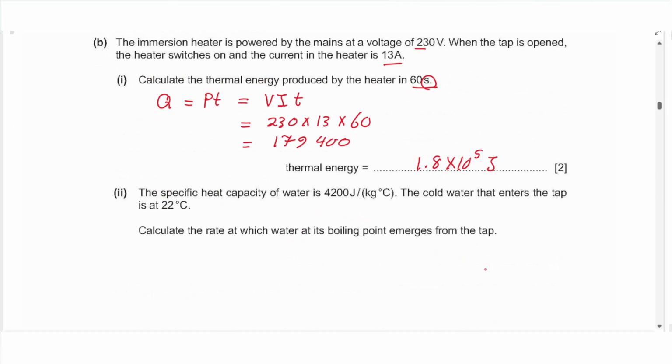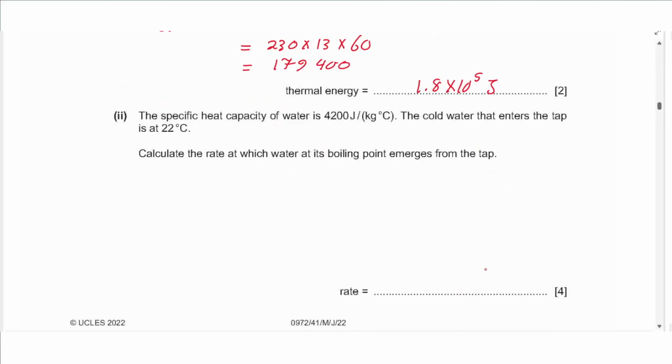Part ii says the specific heat capacity of water is 4,200 joules per kilogram degrees Celsius. The cold water that enters the tap is at 22 degrees Celsius. Then it is heated to 100 degrees. Calculate the rate at which water at its boiling point emerges from the tap. So rate of water, that means mass divided by time.